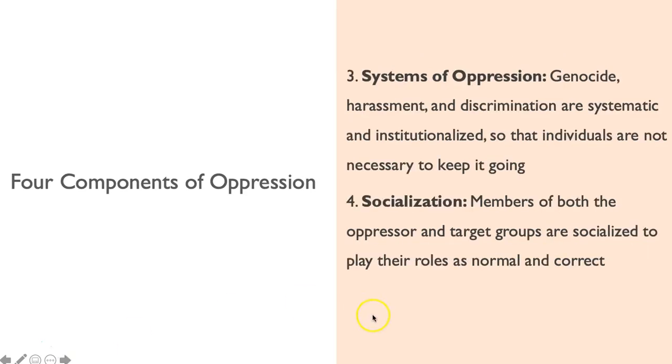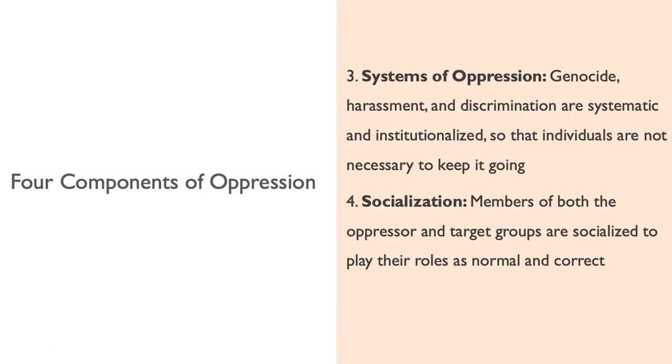The next one is systems of oppression. Genocide, harassment, and discrimination are systematic and institutionalized. When something is systematic, that means it's working within a network of other things. That means it's working on institutional levels and it's not just working at an individual level. Once things become systematic, the institutions and the people within the institutions start to uphold them. Even if one individual actor is choosing to not participate in it, the systems, the institutions are still partaking in it.